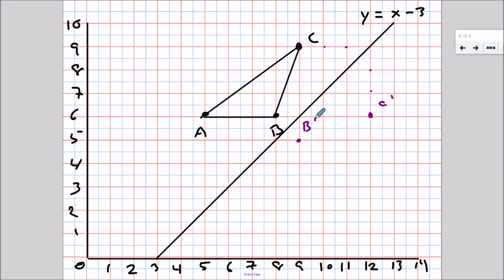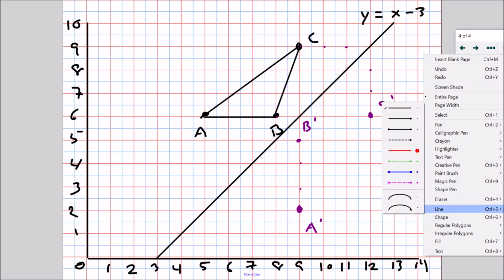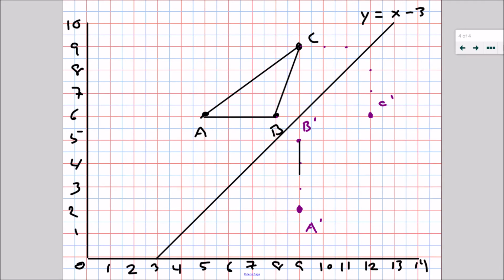And A was 1, 2, 3, 4 to the left, so A prime is going to be 4 down. 1, 2, 3, 4. Yes. Remembering how to count is important. Now, if I connect those dots, it should be a mirror image on the diagonal of the triangle I started with. Let's get our line tool and connect them to double check. There we have an actual mirror image, an actual reflection across the diagonal of what we started with.